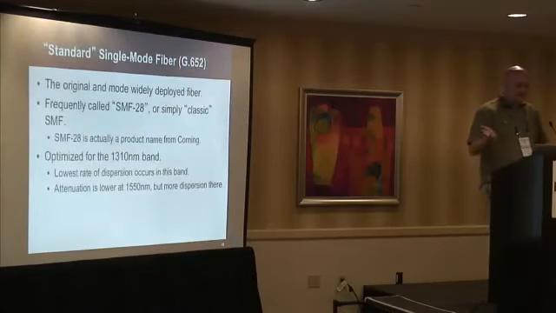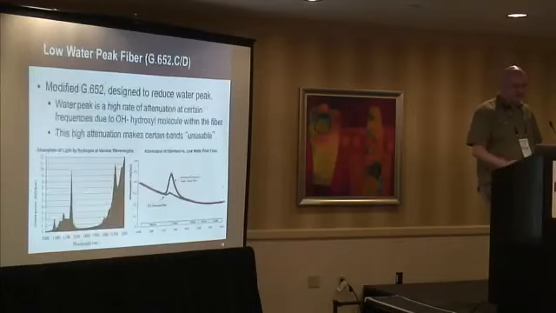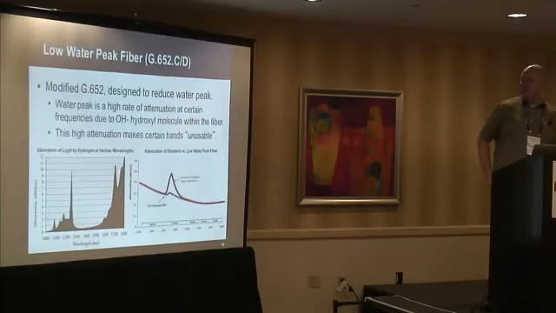So your standard classic SMF, like I said, is actually a product name for Corning. It was optimized for 1310 because that's where the lowest rate of dispersion occurs. The attenuation is lower at 1550, but for original systems that were very concerned about dispersion and didn't know how to deal with it, that was the driving issue. Low water peak fiber is modern fiber that's been designed to reduce the water molecules that get into the fiber. So you see that we were talking about before, that water peak where you had a spectrum that was completely unusable. Now you can start to use it again.